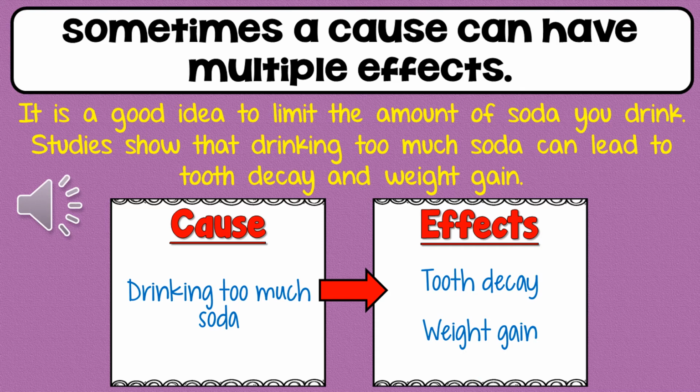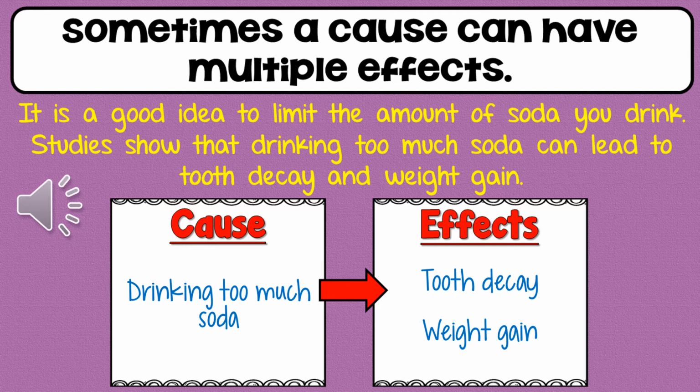Sometimes a cause can have multiple effects. Let's look at this example. It is a good idea to limit the amount of soda you drink. Studies show that drinking too much soda can lead to tooth decay and weight gain. Look at your graphic organizer at the bottom left of your paper. Let's fill in the causes and the effects.